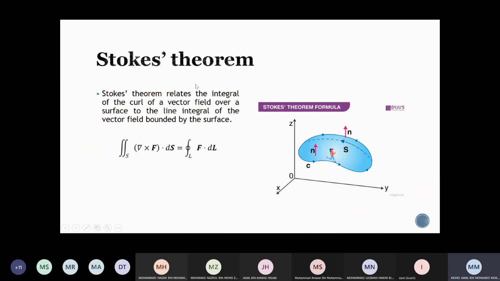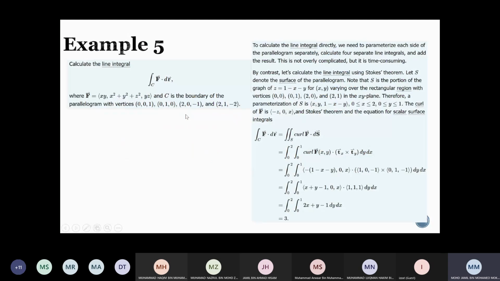And there's another theorem, we call it Stokes theorem. Stokes theorem relates the integral of the curl of a vector over a surface to the line integral of the vector field bounded by the surface. If you want to calculate this manually, you have to consider the whole line, which is very difficult. So we use the curl of f. This is just an example, but it won't come out in the exam, because the calculation is very complicated.